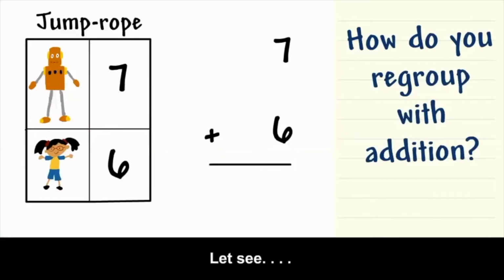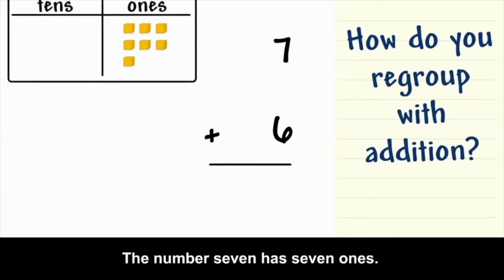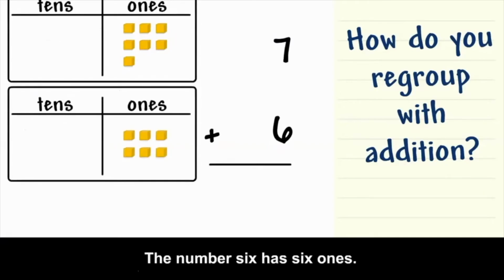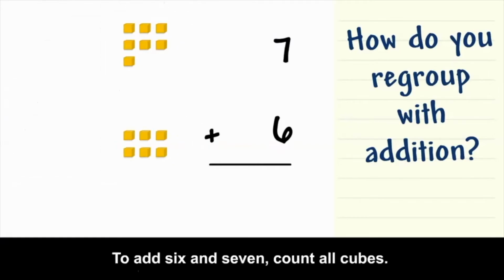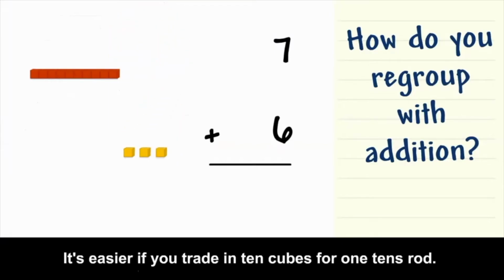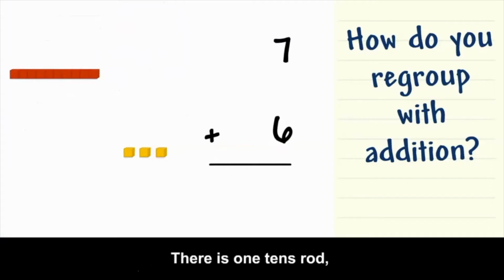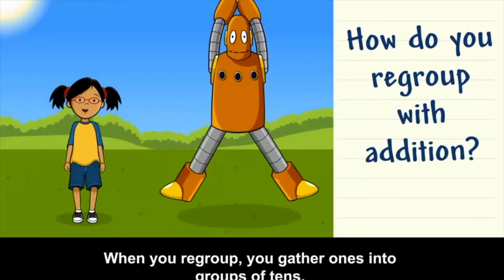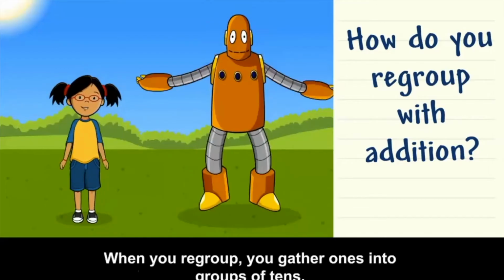Let's see. We want to add 7 plus 6. The number 7 has 7 ones. The number 6 has 6 ones. To add 6 and 7, count all the cubes. It's easier if you trade in 10 cubes for 1 tens rod. There's 1 tens rod and 3 ones cubes. So 7 plus 6 is equal to 13. When you regroup, you gather ones into groups of tens.